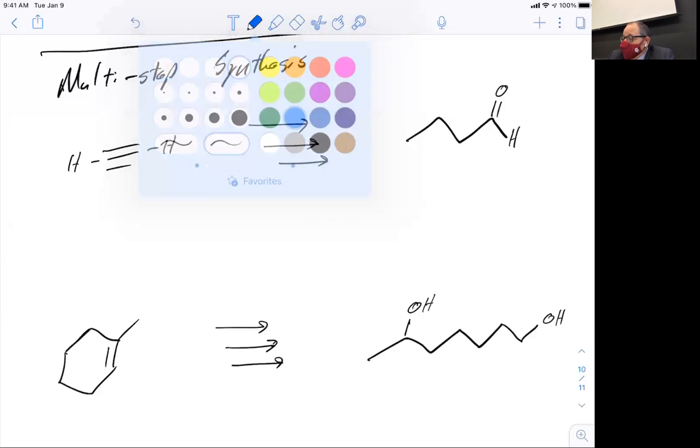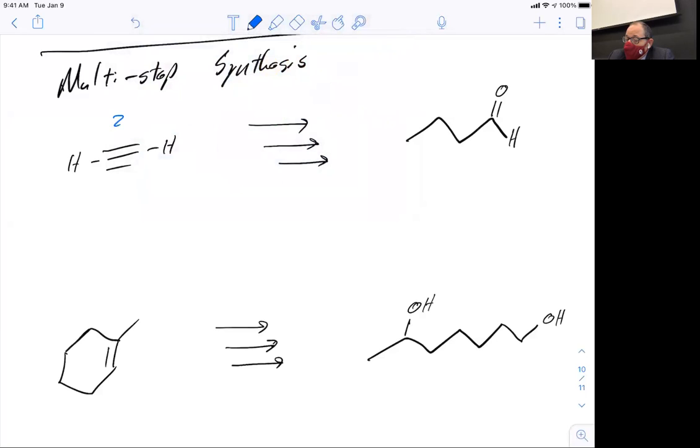Okay, the first thing that we should notice is here we have 2 carbons, right? And here we have 1, 2, 3, 4 carbons. So we're going to have to be adding at least 2 carbons. We're also ending up with an aldehyde, right? It's sometimes helpful to know how many ways you know how to do that.